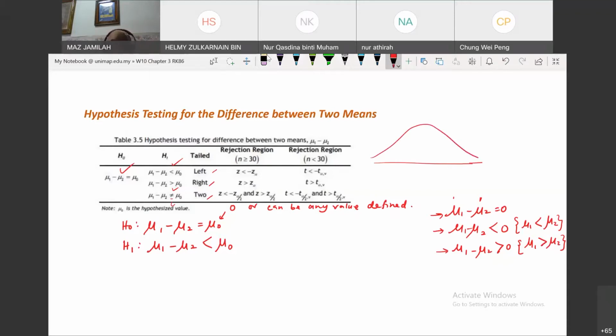If you are talking about a right tail test, then you are talking about alpha here. If you are talking about a left tail test, you are talking about alpha here. If you're talking about a two tail test, we are talking about these two rejection regions, so alpha over 2. So that will be Z alpha over 2, and Z alpha over 2 negative on this side. The same goes for the T distribution. Exactly the same, it's just that you are using your T distribution.